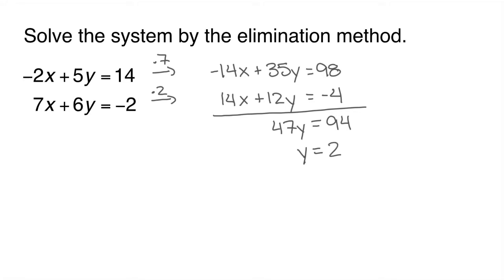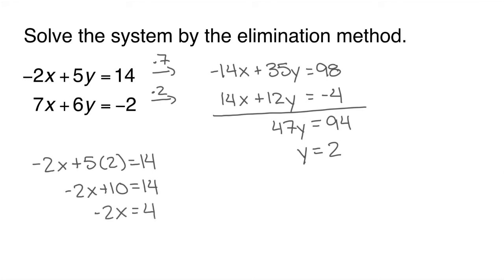Now that we've found y, we can substitute 2 for y into either of the original equations to solve for x. Let's choose the first equation. We have negative 2x plus 5 times 2 is equal to 14. Simplifying, we have negative 2x plus 10 is equal to 14. Subtracting 10 from both sides, we have negative 2x equals 4. And dividing both sides by negative 2, we have x equals negative 2. Therefore, we found the solution, negative 2, 2.